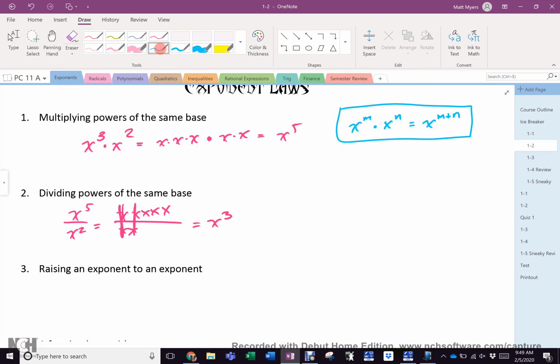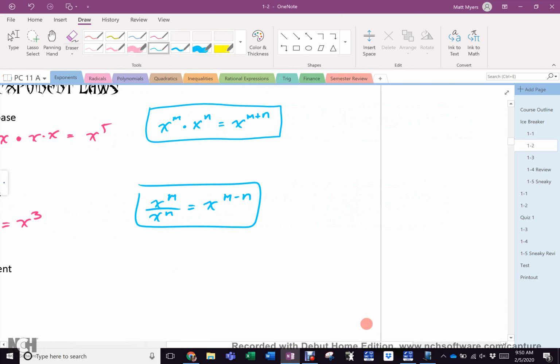And of course, the rule is x to the m divided by x to the n equals x to the m minus n. Now, that's easy, right? No problem. Everybody gets it. And then I do this. You don't need to write down what I'm about to do. I just want you to look at it. 3x squared times x to the 4th. What's that answer?